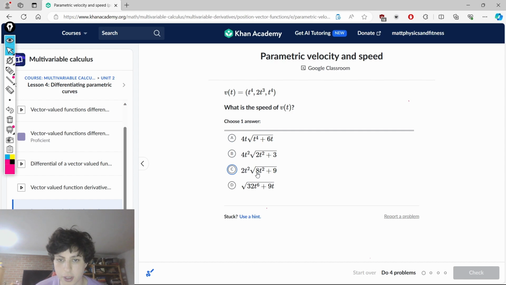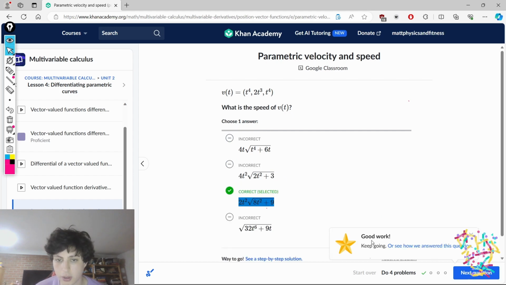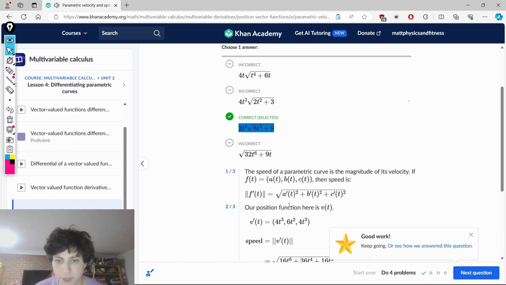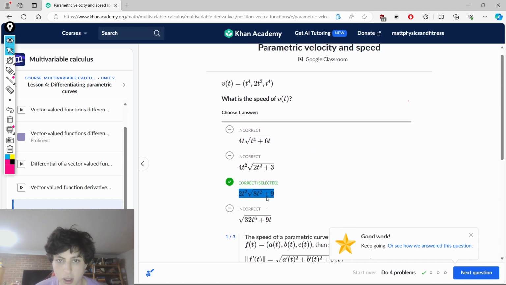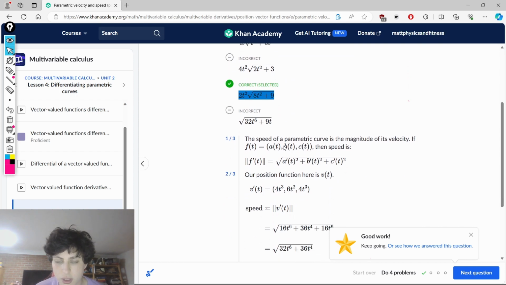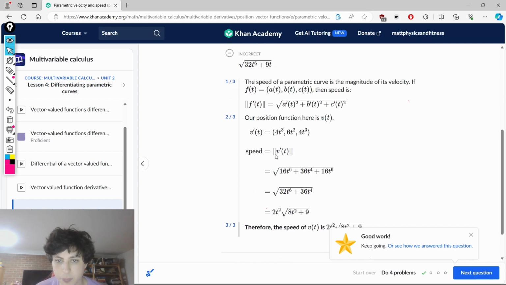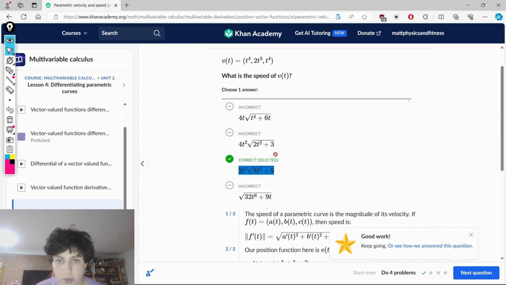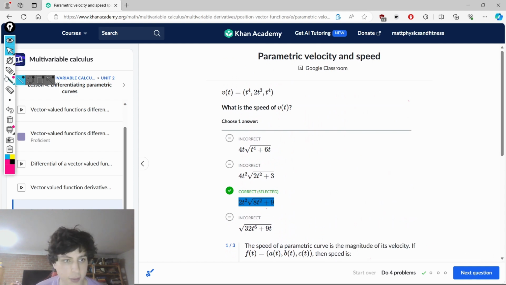Oh, this is the same question, right? Check. Show a step-by-step solution. It's the absolute value of the derivative. I knew that. Wait, but why didn't I understand that? You do add them in quadrature. I was kind of right, but you add the derivatives. Did I just not try that hard? Let me see. So we add the derivatives in quadrature.